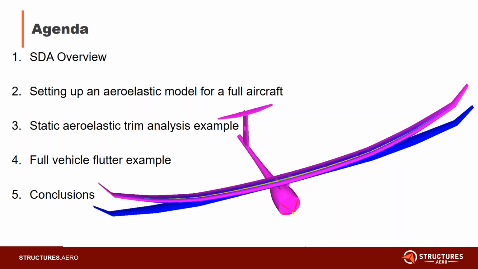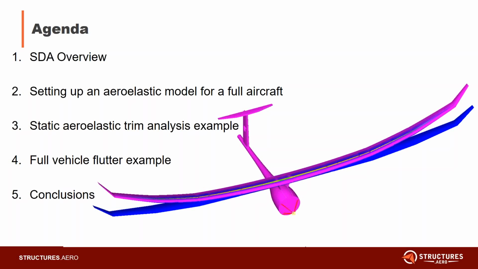We've already gone over the introductory setting up of models for aeroelastic analysis in a previous webinar. If you haven't seen that, go to our website after this, and it walks you through how to set up simple aeroelastic static and Flutter analysis for a single wing. But today I'm going to get into more of the subtleties involved with setting it up for a full aircraft, and what some of the differences are.